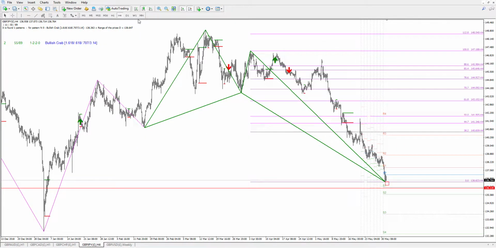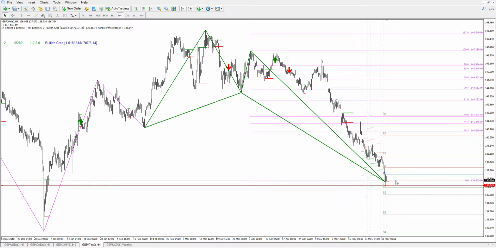4 hourly, it's bullish. The red zone support is a bit higher up on that one. It's interesting. So watch 13636. It's a bullish crab. So once this forms, you're looking to get a 38.2 and then sell there potentially.